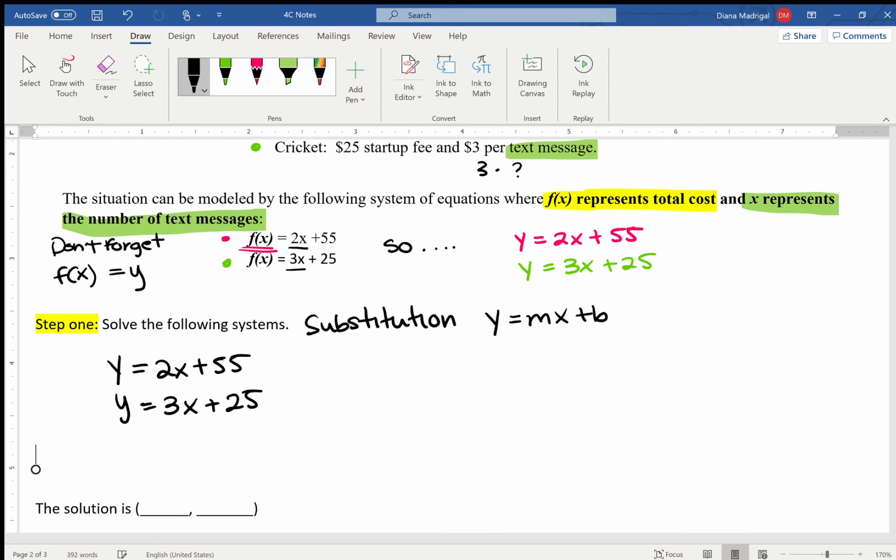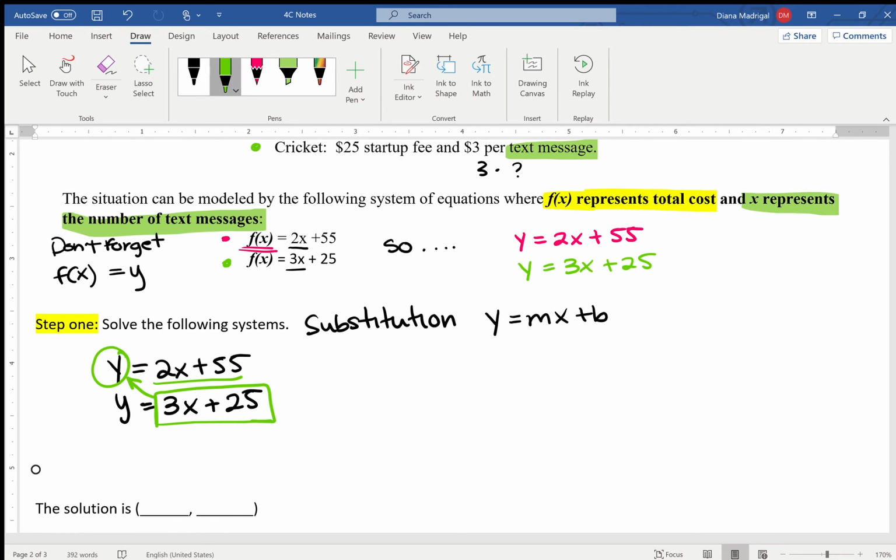If you notice, both of them are telling you that y equals something. The first equation for T-Mobile is telling you 2x plus 55, and the second one is telling you 3x plus 25. Technically, either one can work, so it's up to you. You can substitute the value of one of them for y. Why? Because y equals 3x plus 25, and it also equals 2x plus 55.